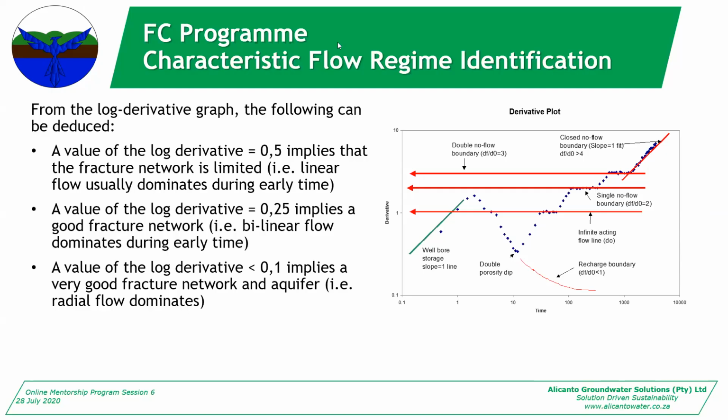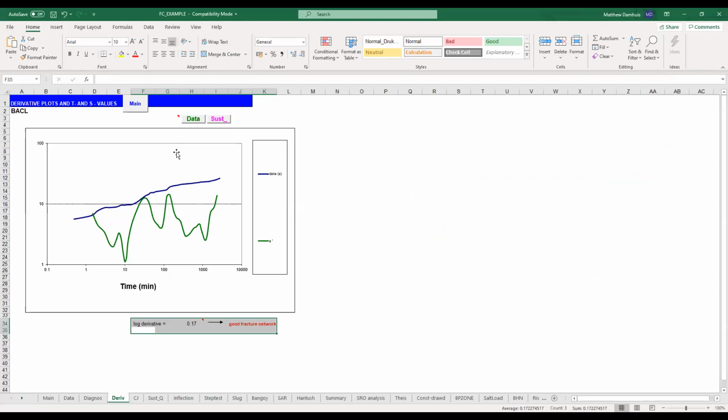So then I'm going to go back to Excel now, and we'll go through this FC example together. Okay, everybody see Excel again? Cool. So here it tells me I've got a very good fracture network.